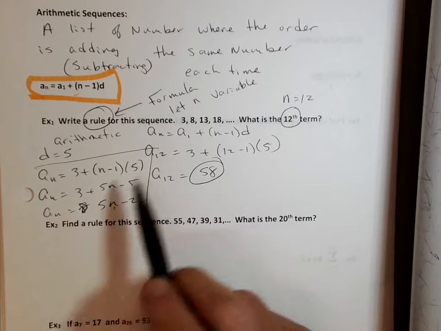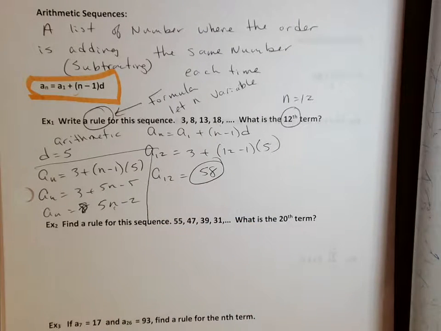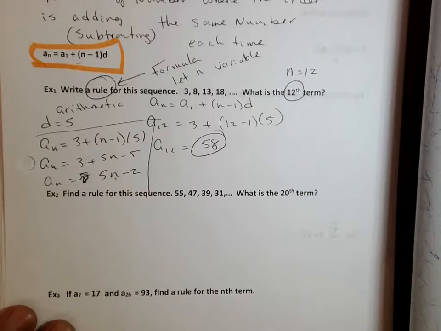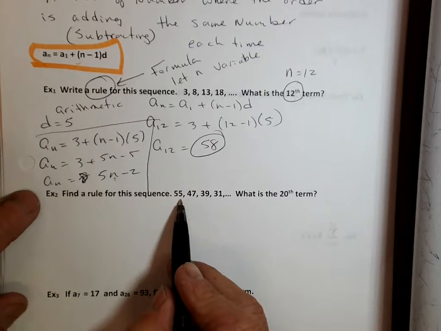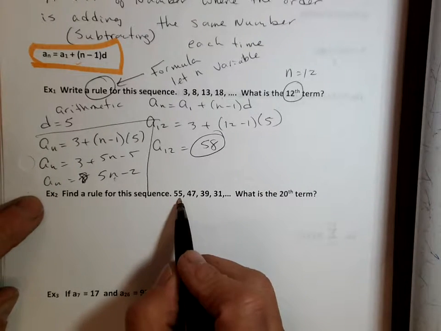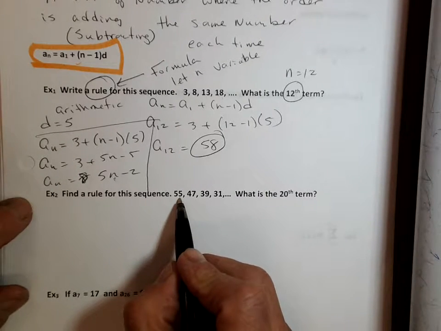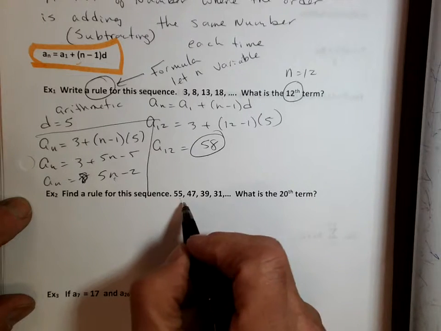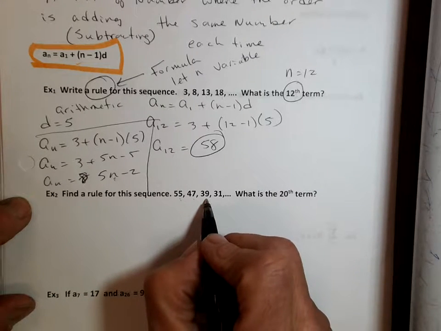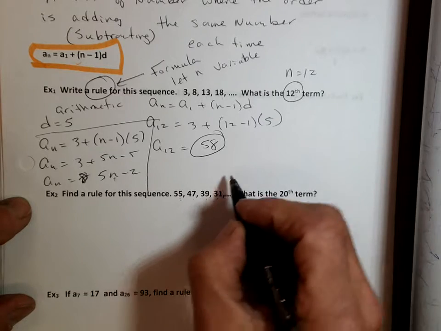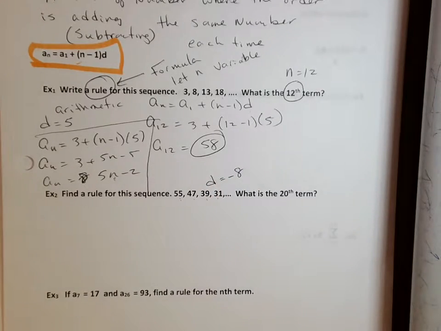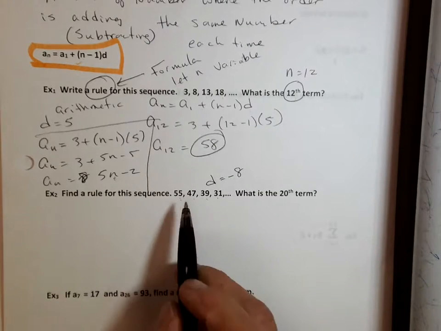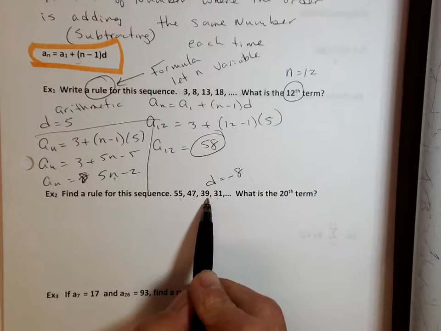This formula will create this sequence, okay? All right, now, example 2. For example 2, 55 is my first term, right? And I seem to be going down this time by how much? I think I'm going down by 8, so D is -8. It is arithmetic. Subtract 8, subtract 8, subtract 8.